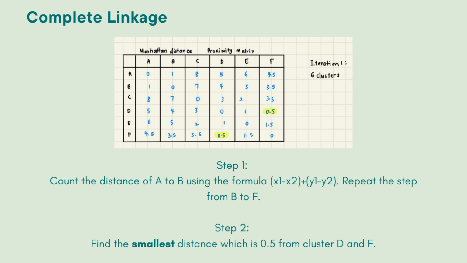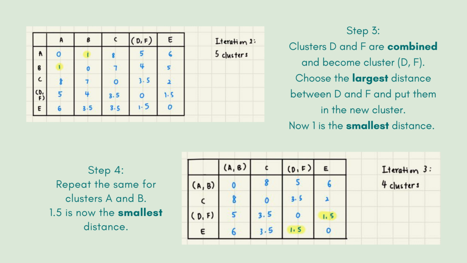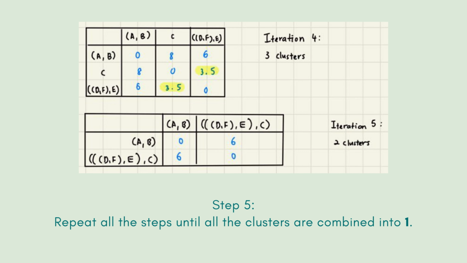As for the complete linkage method, it is basically the same as single linkage, but there's only one difference. You can see the previous example question. We will take the smallest distance, which is 0.5 from cluster D and F, but now we will take the largest distance from the comparison of D and F and put them into the new cluster DF. Not like single linkage, it takes the smaller distance. Other steps remain the same until you get only one cluster left too.